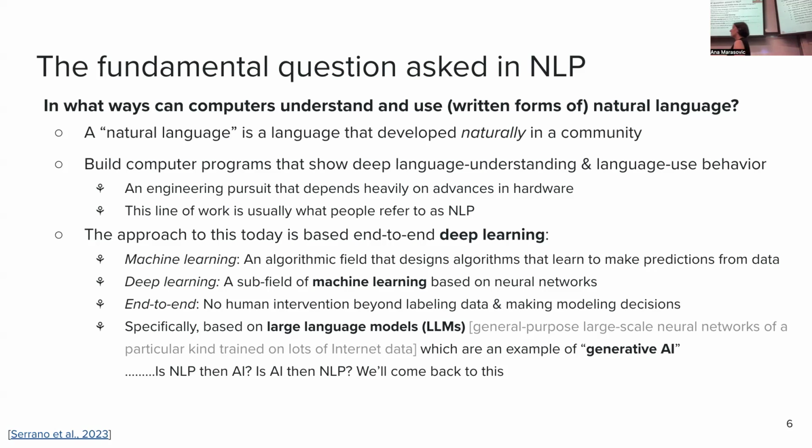And LLMs are an example of generative AI. There are other generative AI that are not LLMs. For example, if you're generating images, those are not LLMs, so we won't talk about those. So now that we have progressed from this first question to LLMs, and that's generative AI, your question that maybe emerges in your head is, oh, is NLP AI, is AI NLP? And I'll come to that. Before I move on to the second fundamental question we ask in NLP, are there any questions?